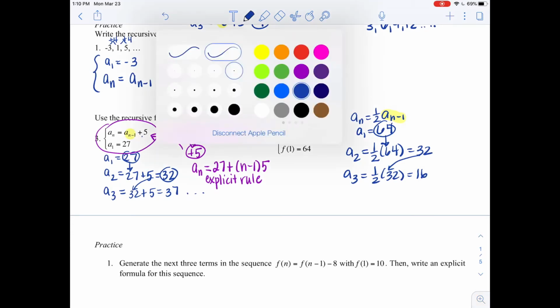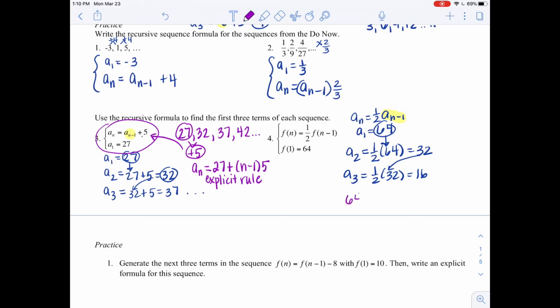And once again, just to tie this back in with stuff that we were talking about before, if you look at the pattern of numbers you see in this problem, 64, 32, 16, you can see that that comes out to be a geometric pattern. So if that's geometric, what are we multiplying by? We're constantly multiplying by 1/2, as you can obviously see from the rule given to us in the recursive formula.